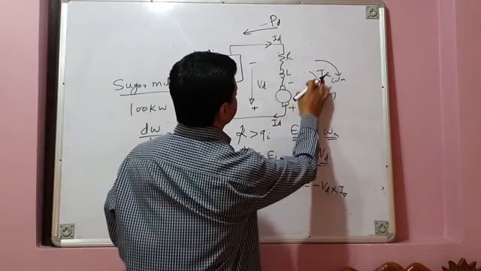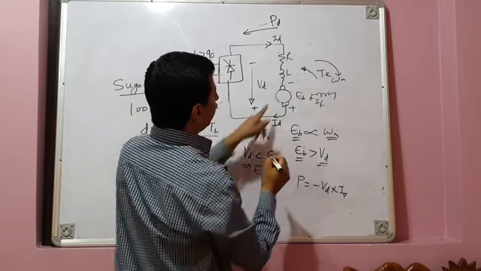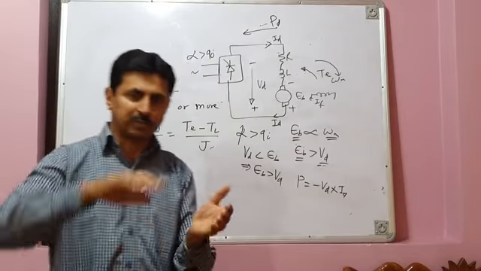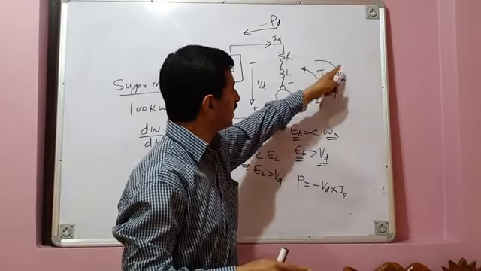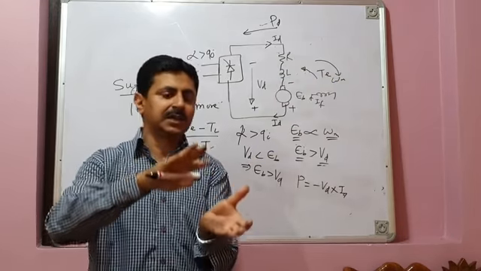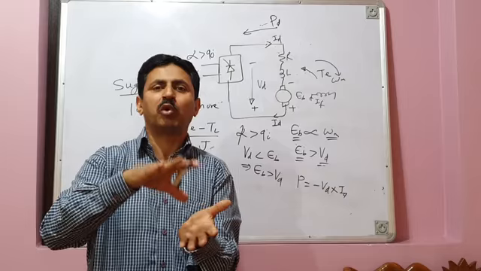And as a generator, what will happen to the direction of electromagnetic torque? The torque developed by the machine will be reversed. It will be opposite to the motion of the motor. The machine is running in the clockwise direction, but torque is developed in the anti-clockwise direction. So this torque acts as a braking torque, and it slows down your motor very quickly.